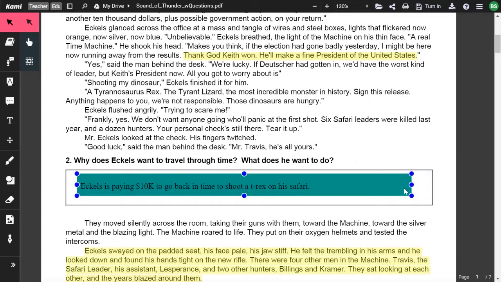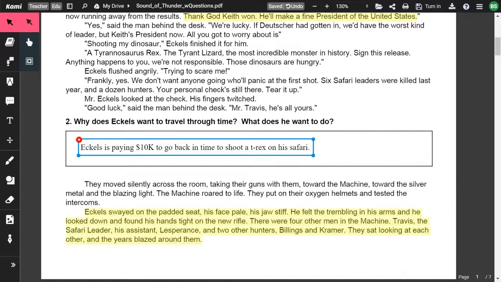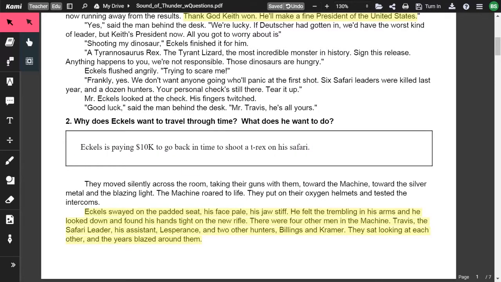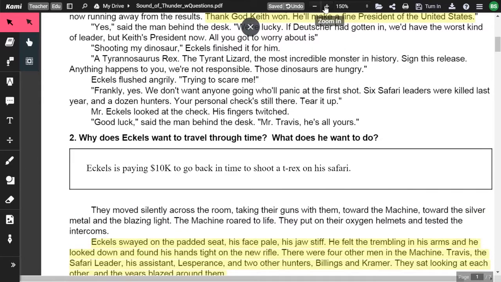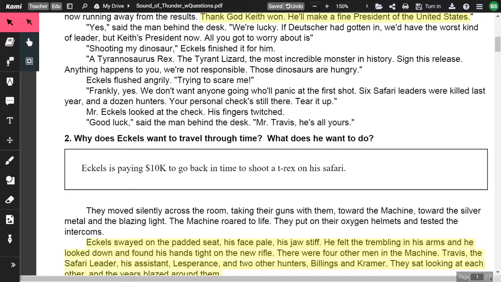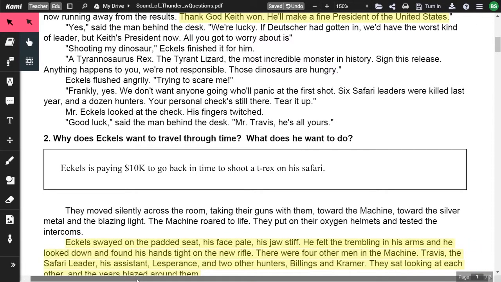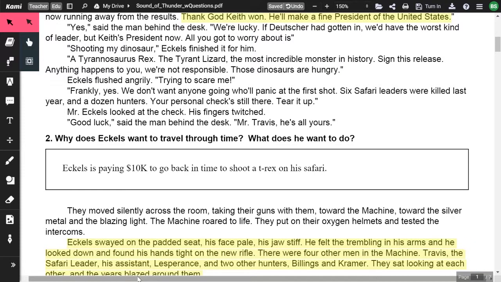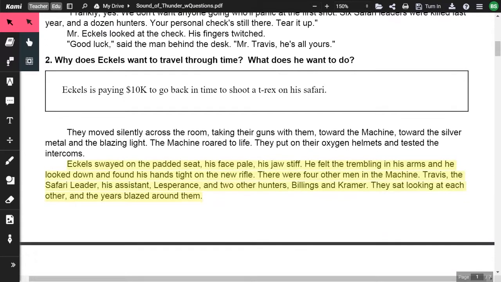why is Eccles going on this trip? Eccles is paying $10,000 to be led on an expedition or a safari to shoot a T-Rex. A safari is a hunt for big game. Back when this story was written, it was incredibly popular to go to Africa and shoot yourself a rhino or something. It's one of the reasons that those animals are endangered today.